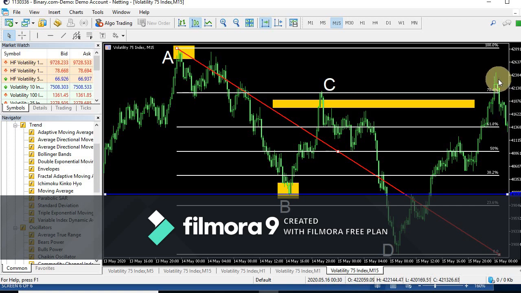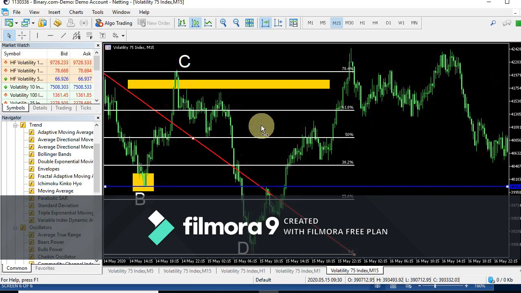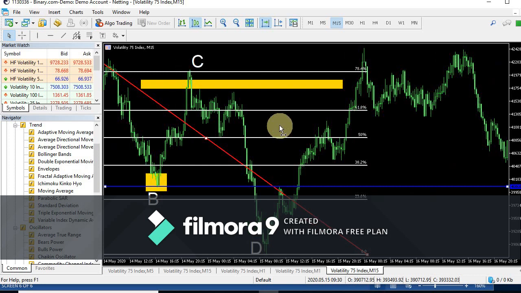Price got to 27% Fibonacci retracement level here, and retraced a bit before continuing up to 50%, and retraced a bit to 38.2% before continuing up to 78.4%, retraced a bit, and you can see what happened.